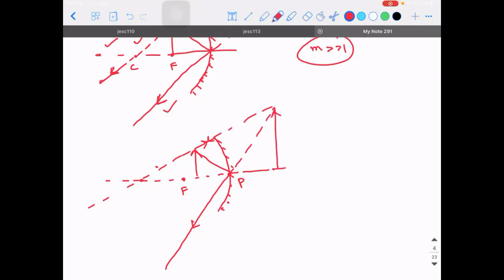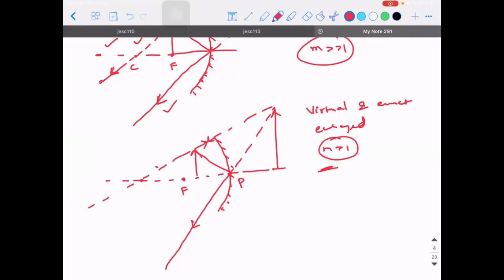Nature: virtual and erect, enlarged. Virtual images are always erect in nature. Enlarged, the magnification is greater than 1. That's it. Okay.